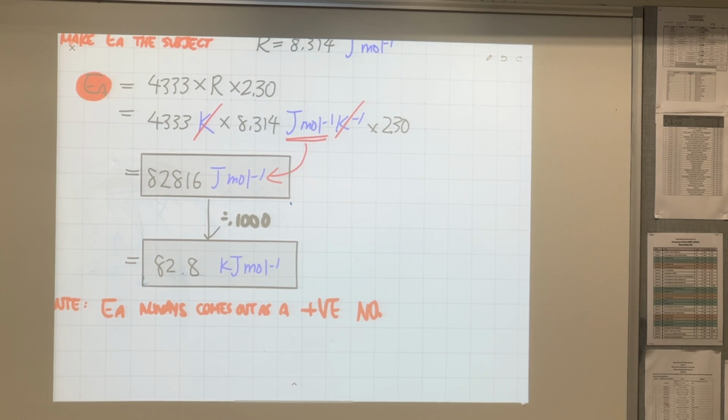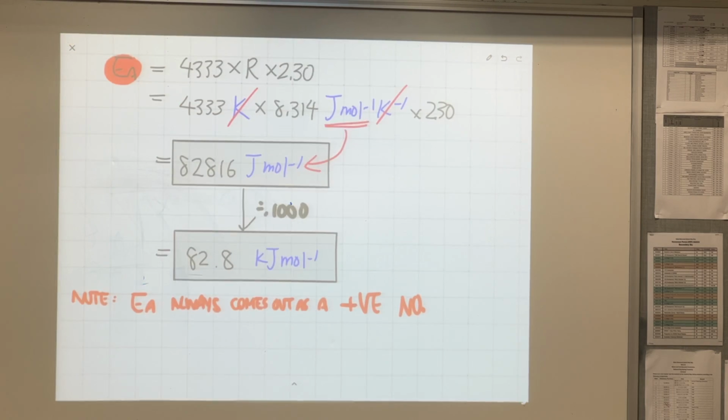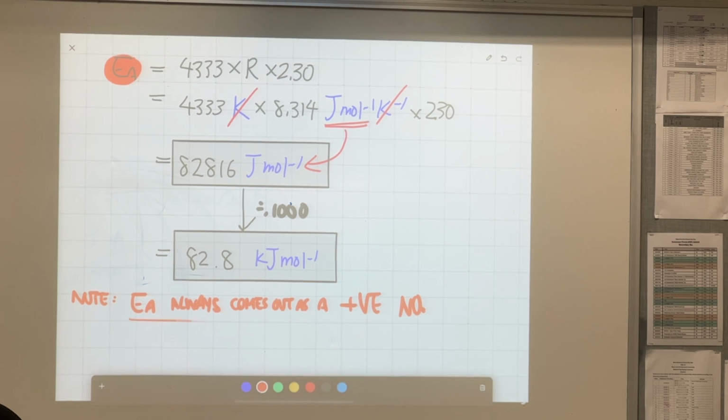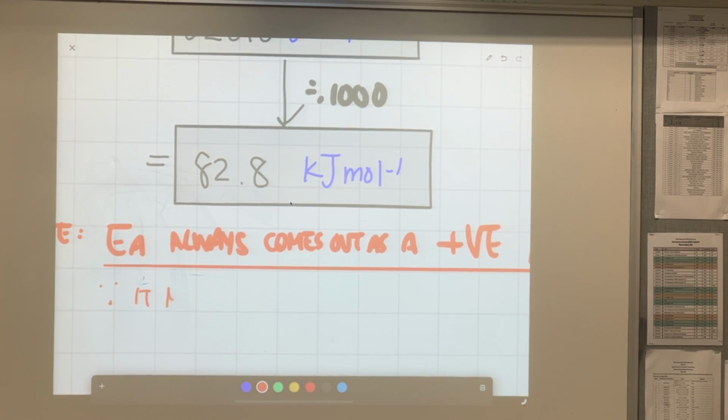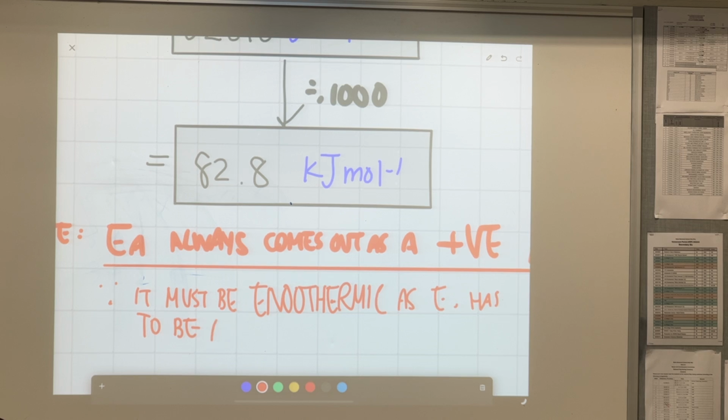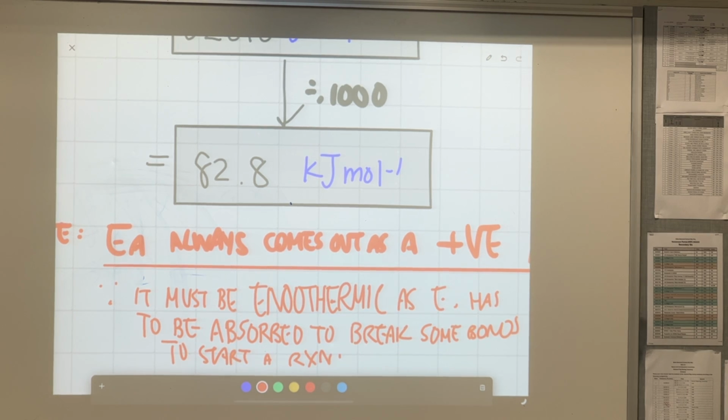Remember, positive energy change means is it endothermic or exothermic? Positive. Endo. Endo means energy is absorbed. So if they ever ask you why would EA be positive, that's because it must be endothermic, as energy has to be absorbed to break some bonds in order to start a reaction.